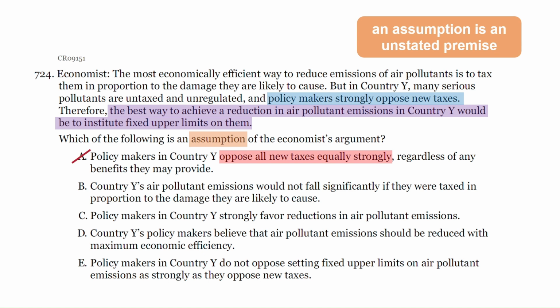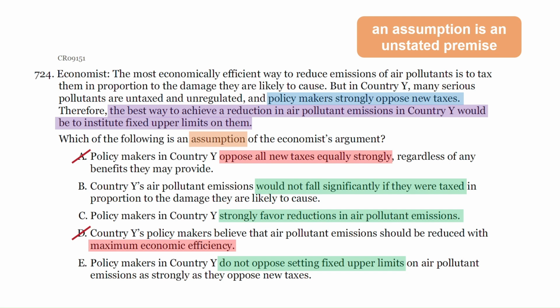Answer B reinforces the idea that taxation won't work, so it could be seen as supporting the alternative idea of using limits to reduce air pollution. Answer C tells us the policymakers favor reducing air pollution. Perhaps that would make it easier to set upper limits for those pollutants. It looks like it could strengthen the conclusion. Answer D is about economic efficiency. We don't know anything about whether the upper limits policy is economically efficient or not, so it looks like this answer doesn't support the conclusion. Answer E tells us that policymakers might not oppose the upper limits, so that seems to support the conclusion.